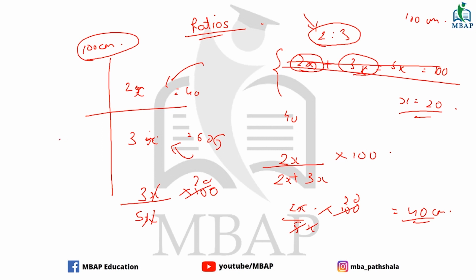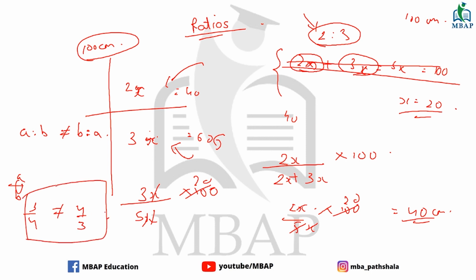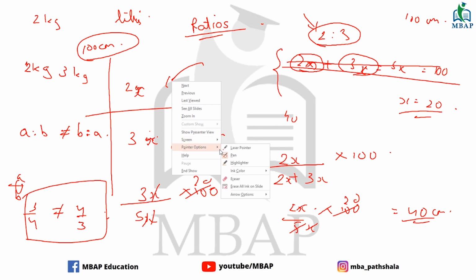Also, a very basic property of ratio is that A is to B is not equal to B is to A. So if I have 3:4, it doesn't mean 4:3. Also, when you say that two quantities are in ratio, that essentially means they both have the same unit. So 2 kgs and 3 kgs. You cannot say that one quantity is in kgs and another quantity is in liters. That will never happen. You only get ratios of quantities which have the same units. So with that, let's look at certain questions based on ratio and proportion.